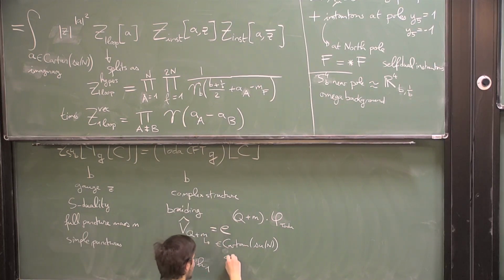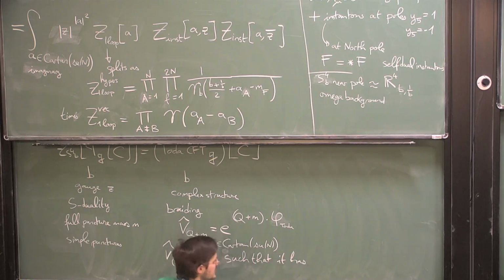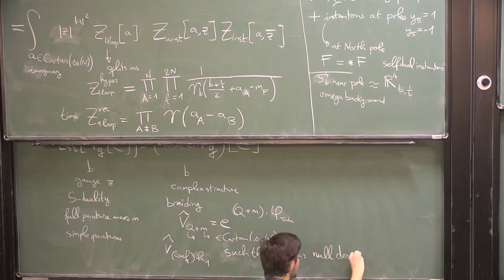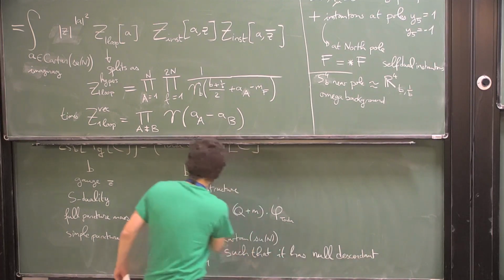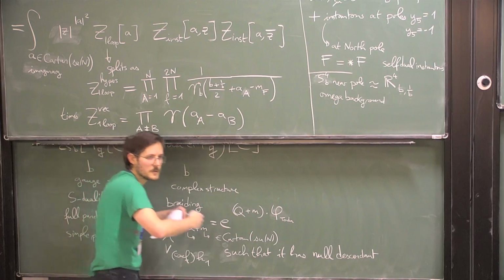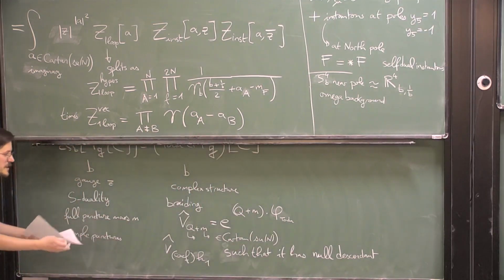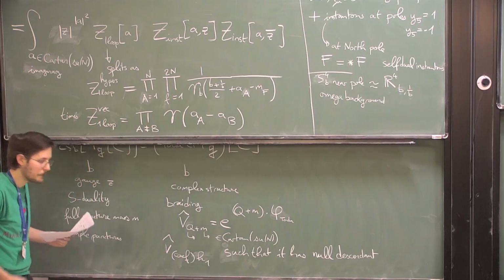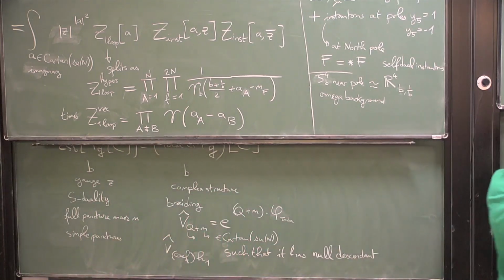And this is such that it has no descendants. So it's not a primary operator that has all possible descendants under the generalization of Virasoro that matters here. It's an operator that has some null states in its descendants. This is deeply related to the fact that we can compute things on the gauge theory side and on the Toda CFT side.